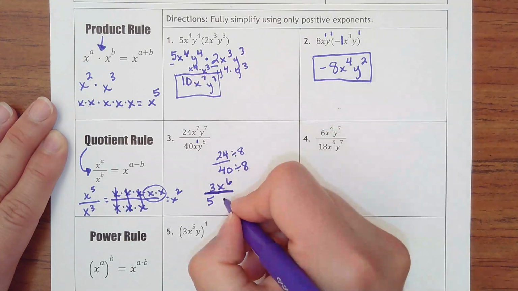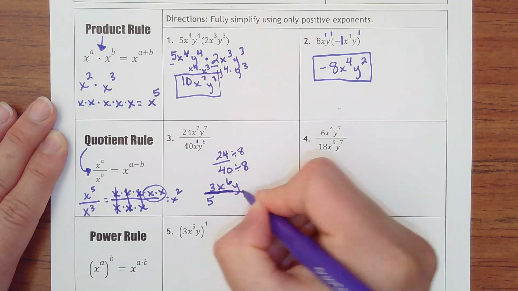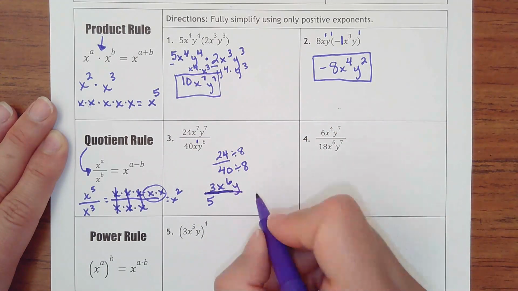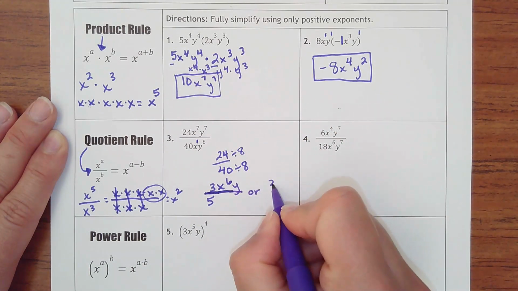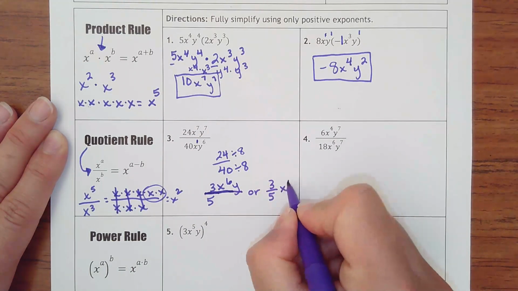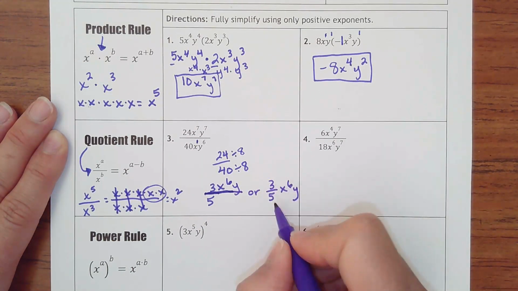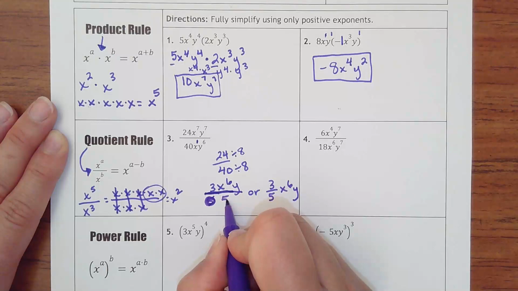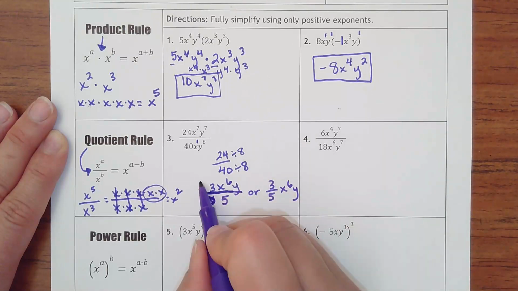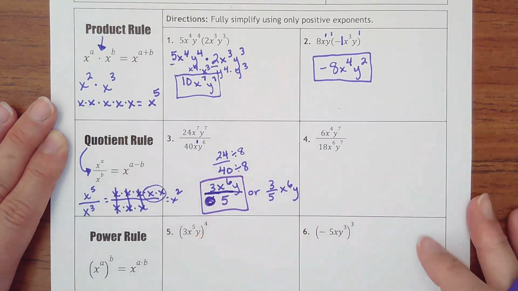7 minus 6 is 1. It would also be on the top. So you could see it like this, or you could write it as your 3/5 and then your x to the 6th y. But I really like it like this, and really it would look better if your 5 was in the middle. So that is your answer to number 3.